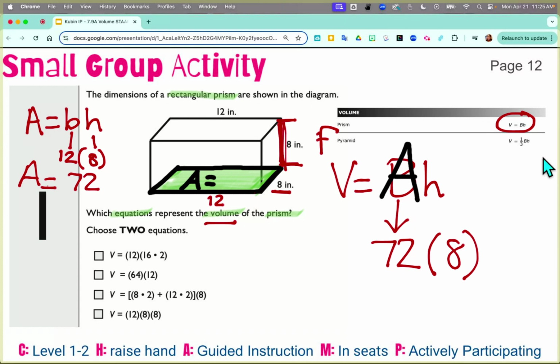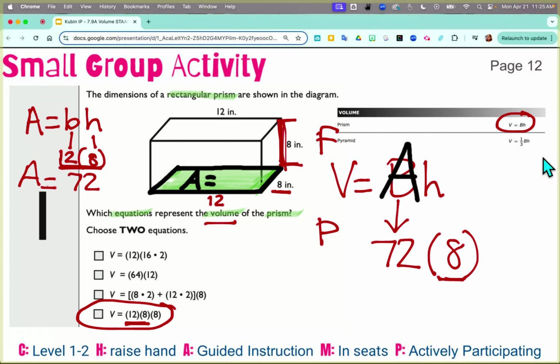I write my formula, but I'm not solving, so I'm just going to plug it in. Now, 72 times 8 is not in the answers. But what did I do to get there? The first thing I did was take 12 times 8. So 12 times 8, and then I have my last 8. So there's my first equation.